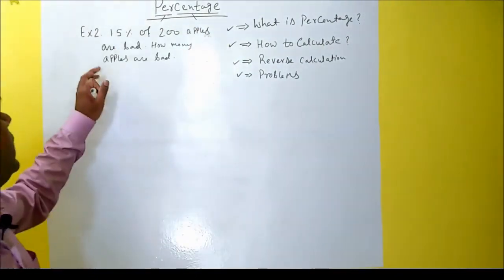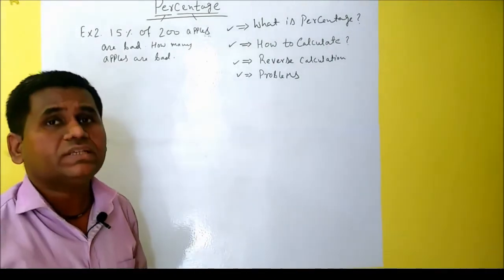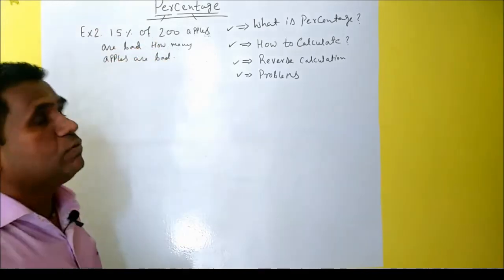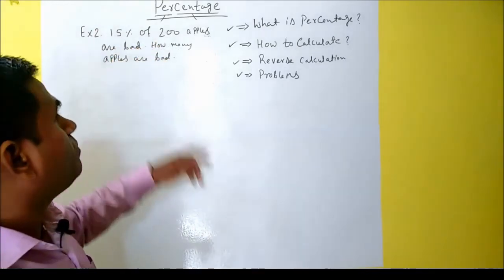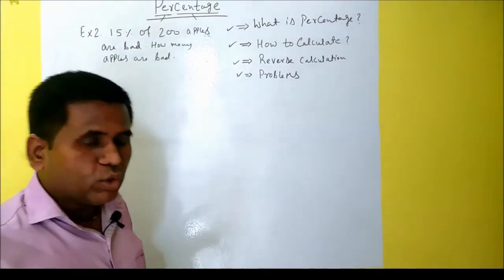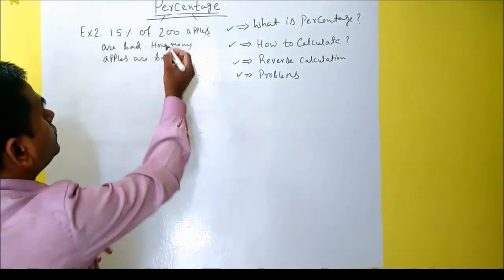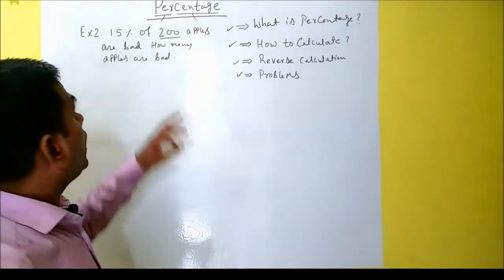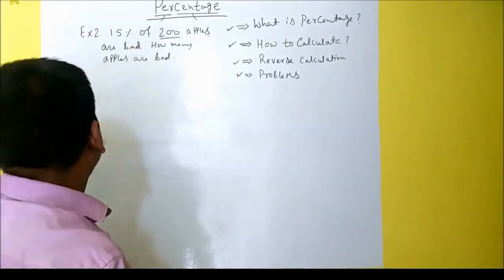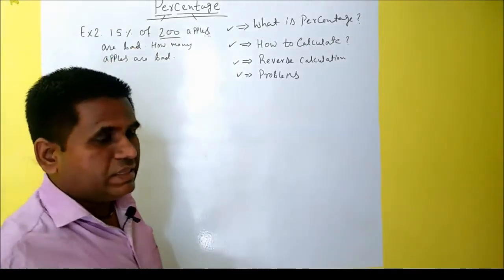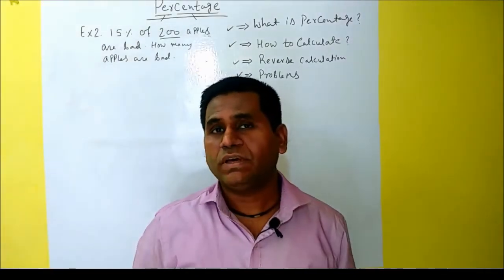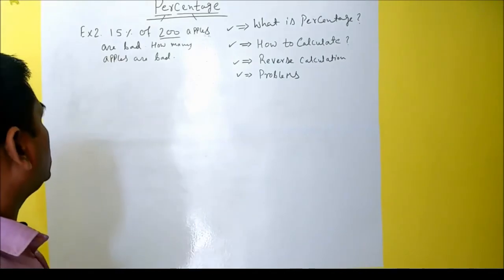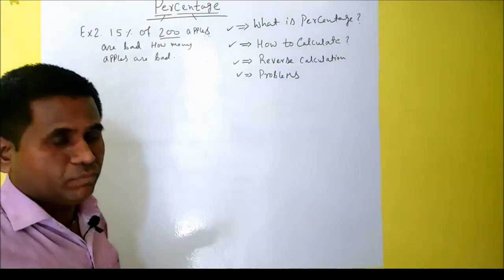Okay, so this is the second example. In this example, if you notice, the question says 15% of 200 apples are bad. That means the total number of apples is given, which is 200. Okay, and out of 200, how many apples are bad? That quantity is not given. Instead, the percentage is given, which is 15%. Okay, so how many apples are bad?